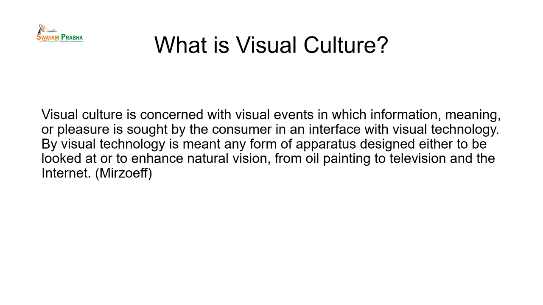Now, this is going to be important for us in our future dialogues and lectures because the nature of technology is evolving. We are talking about the history of visual culture, from a prehistoric understanding since the Enlightenment movement and the evolution of technology. And by technology, I don't just mean digital technology. I also mean other forms of technology like print media. So the changing nature of visual technology has been important in this context. By visual technology is meant any form of apparatus designed either to be looked at or to enhance natural vision, from oil painting to television and the internet.